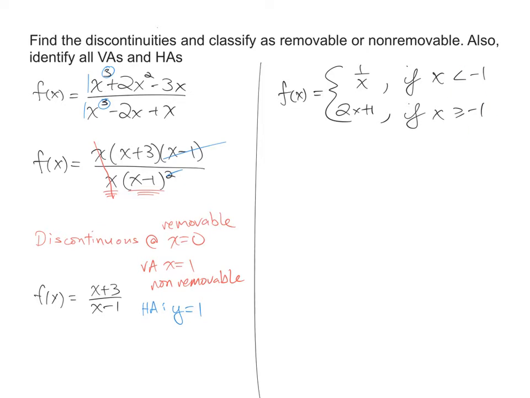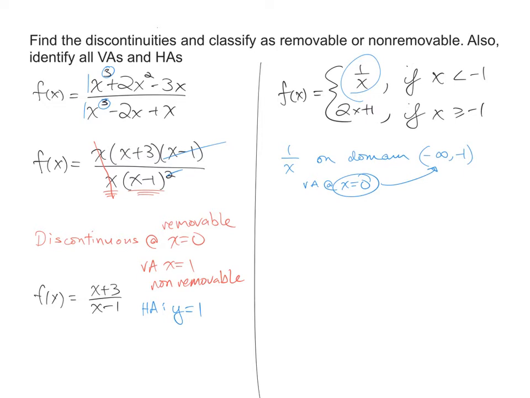So we start with the first function. We have 1 over x. 1 over x exists on the domain negative infinity to negative 1. So when you find the discontinuities of this particular function, you know that there's a vertical asymptote at x equals 0. Well, this is not in the interval, so this discontinuity does not come into play.